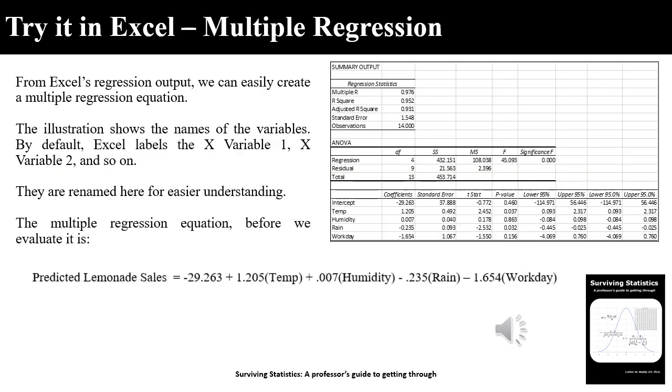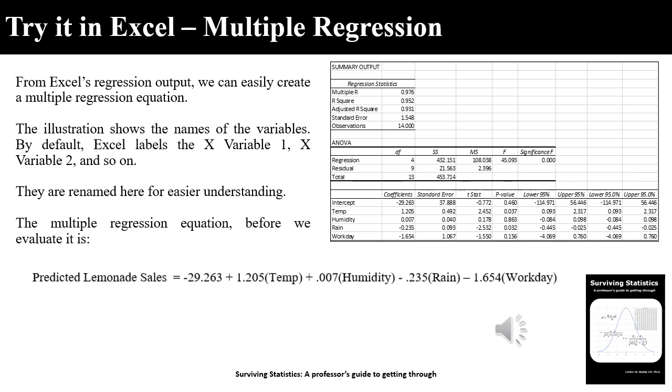Well, here we see the result of the multiple regression. When you actually do a multiple regression, Excel will label your variables x variable 1 and variable 2. So I renamed them on the screen here so that we understand which ones we're working with: temperature, humidity, rain, and workday. So we have the intercept computed, and then we also have the slope for each of those other variables. So our predicted lemonade sales comes out to be negative 29.263 plus 1.205 times the temperature, plus 0.007 humidity, minus 0.235 rain, and minus 1.654 workday.